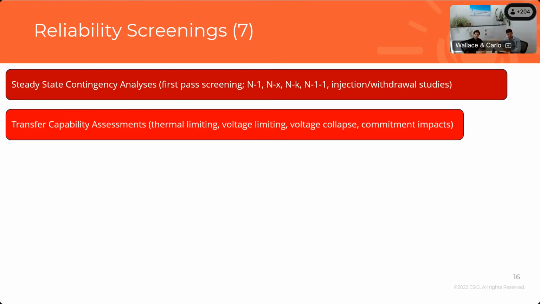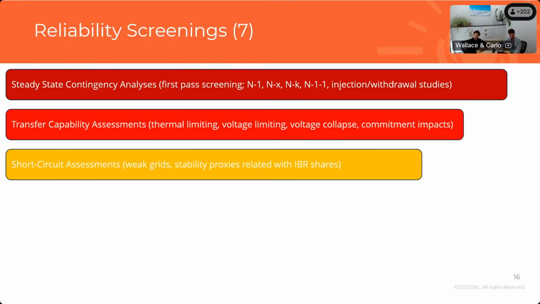Another type, steady state transfer capability assessments, tend to be very, very dependent on the commitment of assets, which is something that's fluctuating more and more in contemporary power systems. So in particular, the voltage limiting and voltage collapse that you might see based on resource availability with reactive power capabilities, again, something we were talking about yesterday, those sorts of elements we can be looking at as well, using the broader computational capabilities of tools today.